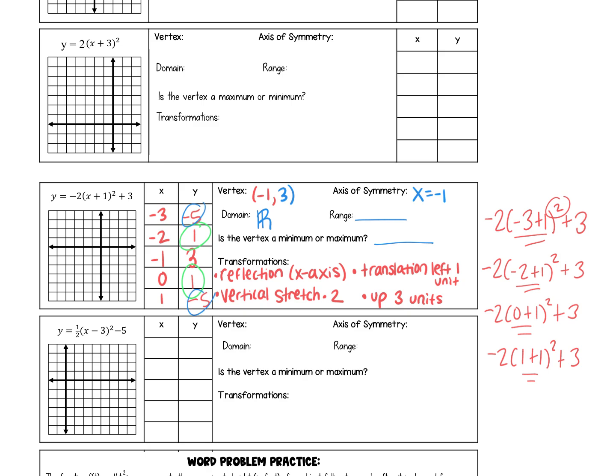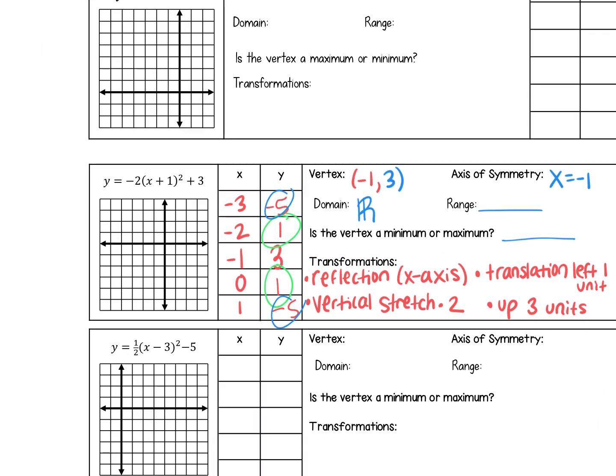So plot your points. So -3, -5. -3, 1, 2, 3, 4, 5. -2, 1 is here. -1, 3, 1, 2, 3 is here. 0, 1 is here. 1, -5 is down here. Then we'll answer those last couple questions.